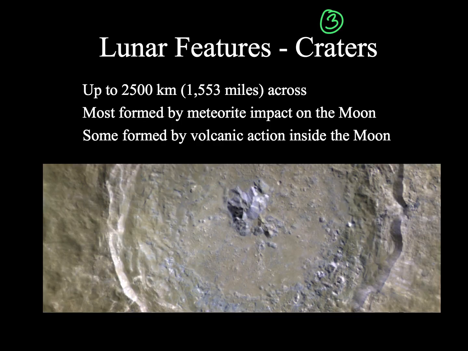Craters are very common on the moon, and they can be up to 2,500 kilometers across. These are predominantly structures formed from meteorite impacts, but some could have been formed in volcanic events. Larger craters often have little areas of mountainous uplift in the center.